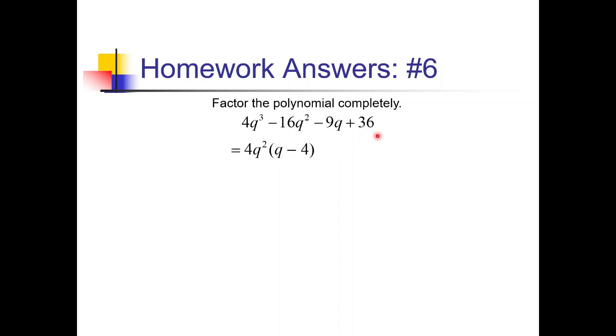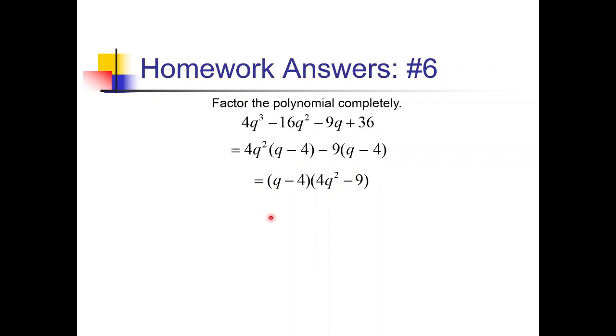For the next 2 terms, I can take out a negative 9. That leaves me with a q minus 4, 36 divided by negative 9. Since we have a q minus 4 for both of those, that comes out as a common factor. And then 4q squared minus 9 is the other factor. Now the 4q squared minus 9, this is actually a difference of 2 perfect squares. So I can factor this a little bit further.